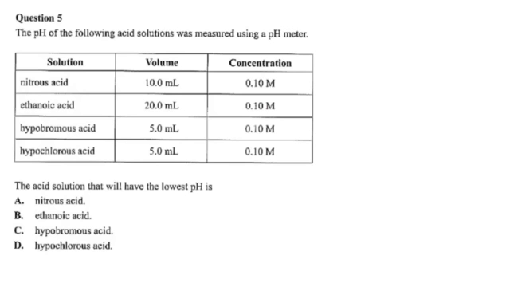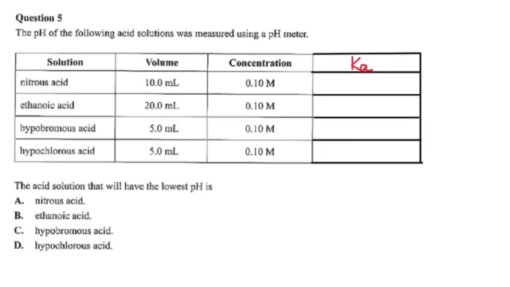Alright, now question 5. The pH of the following acid solutions was measured with a pH meter. We've got all of these: nitrous, ethanoic, hypobromous, hypochlorous. Okay, what's all this? The volume, okay, and the concentration. Concentrations are all the same. Okie dokie. So the acid solution with the lowest pH, that means the strongest acid, doesn't it? Well, I think we need to consult our trusty data book and look up the Ka's, because that'll tell us which is the strongest and which is the weakest. So if we look those up, we get nitrous as that, we get ethanoic as that, we get hypobromous is that, and we get hypochlorous is that.